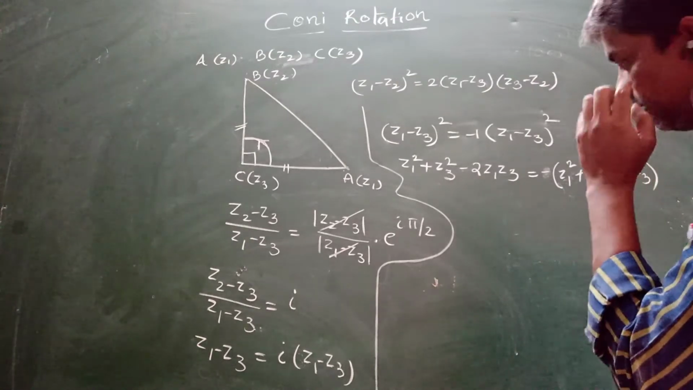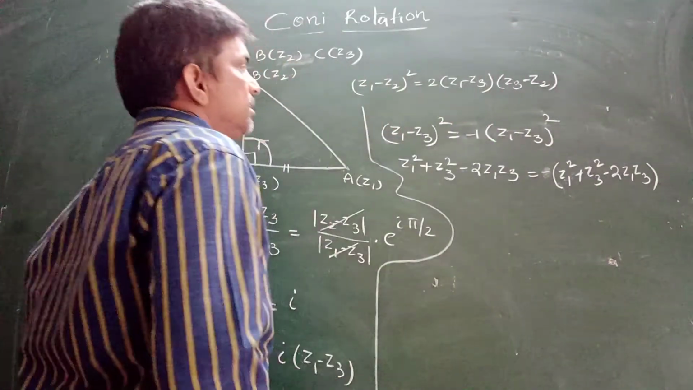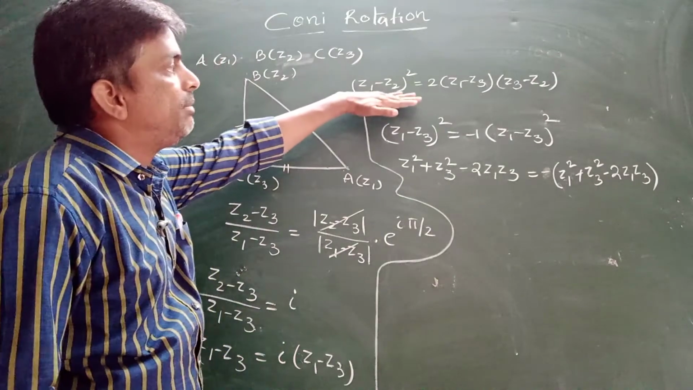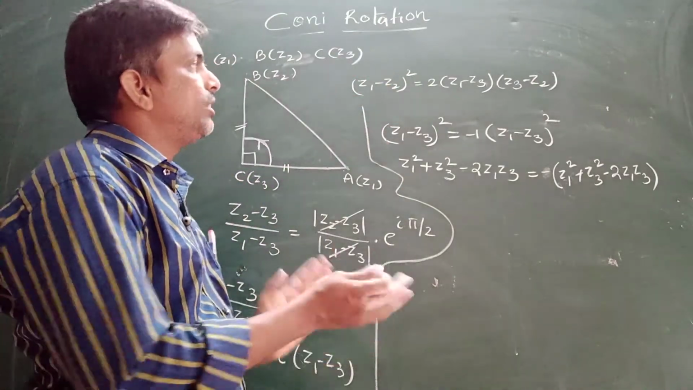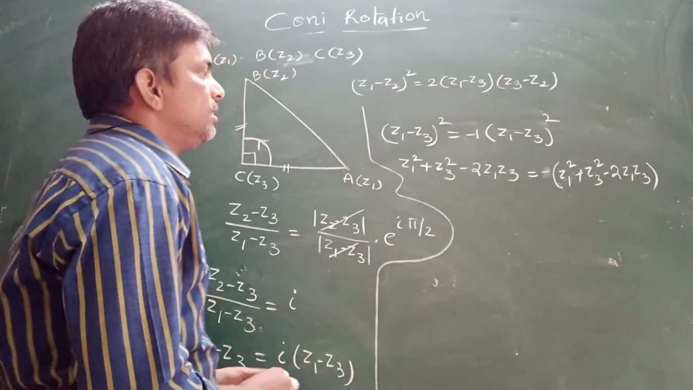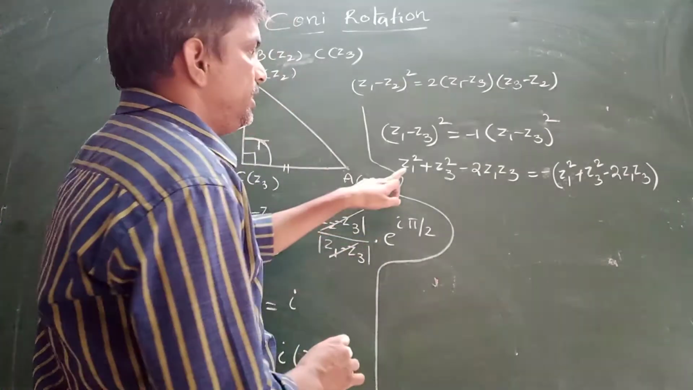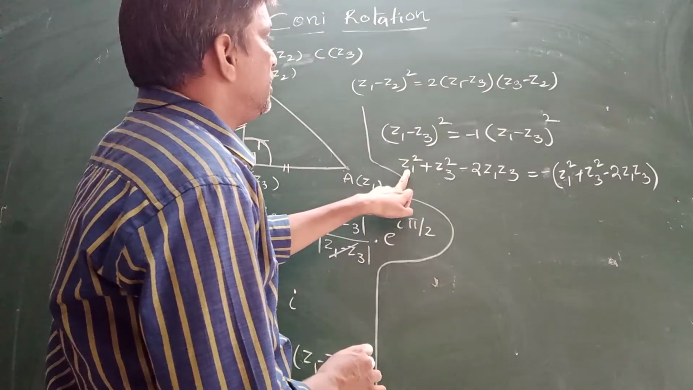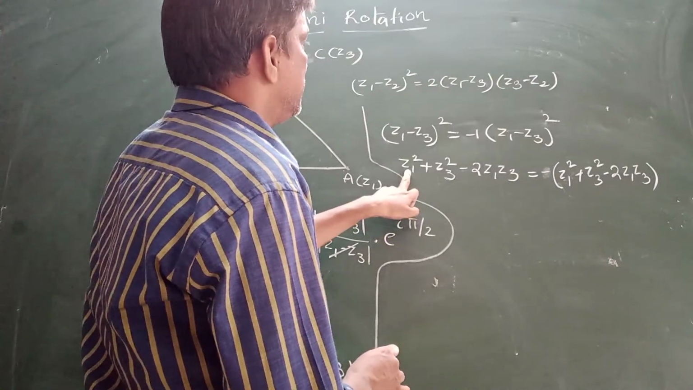Z1 Z3. Now what I'll do? Now here my job is what? I need to get Z1, Z2, so write all Z1, Z2 terms on one side. Okay, rearranging. So where is Z1, Z2? So here Z1 square. Sorry, any mistake I made here.